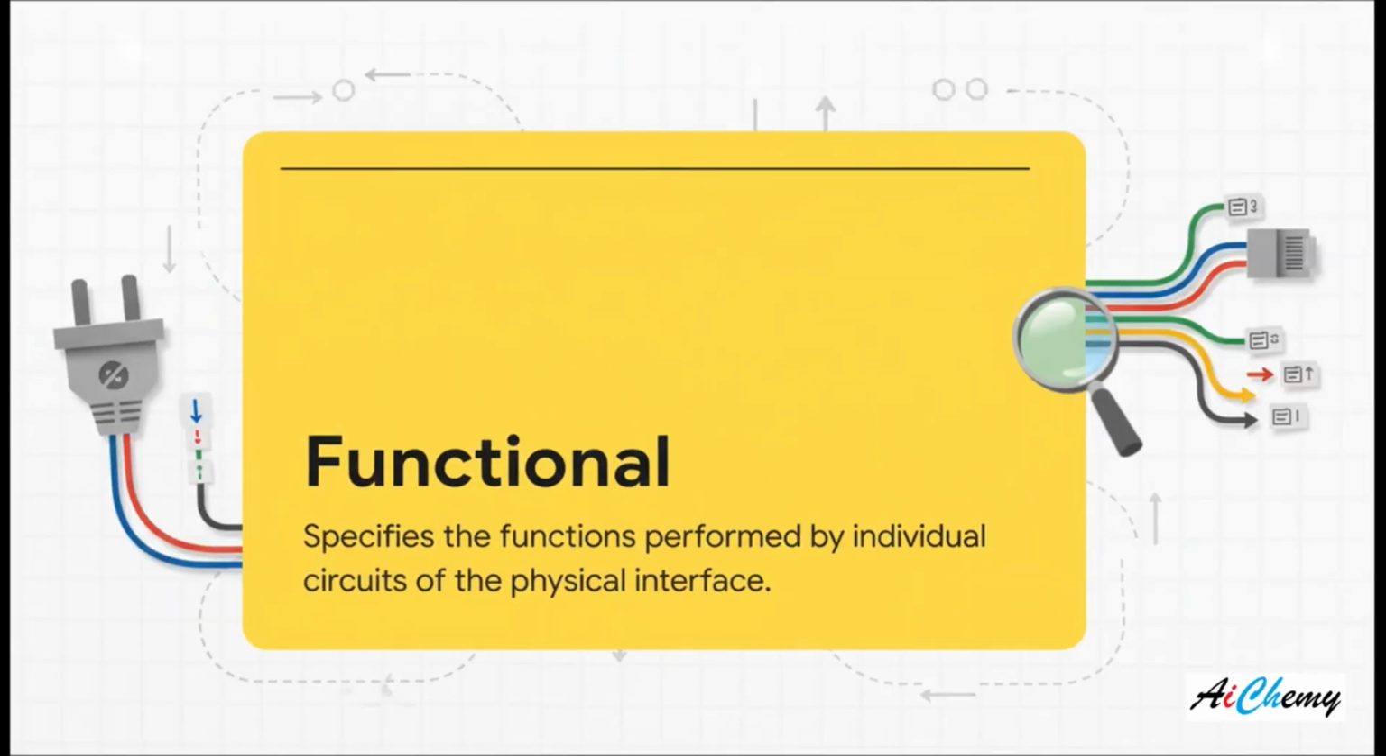Then there's the functional rule. This one is all about purpose. It specifies exactly what each individual pin or wire is supposed to do. Back to our power plug, this is knowing which prong is live, which one's neutral, and which is the ground. For a network cable, it's about knowing which pin sends data, which one receives it, and so on. It makes sure everyone's having the right conversation on the right line.